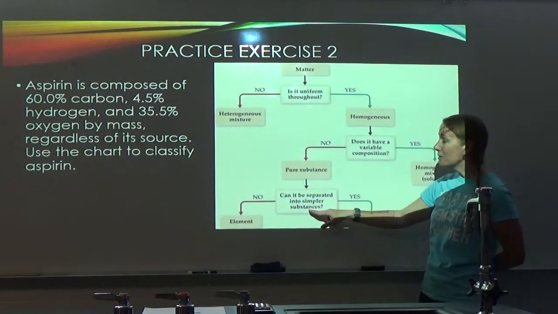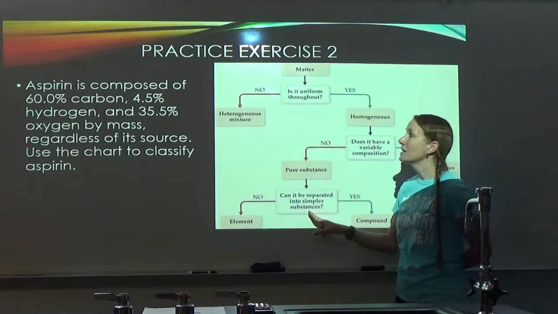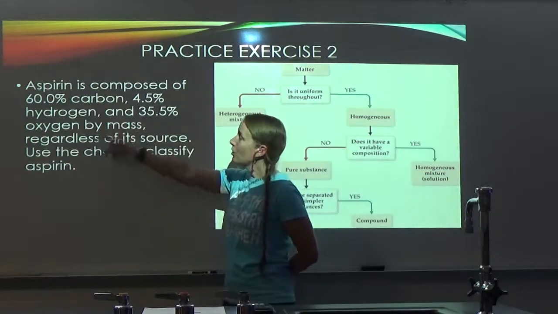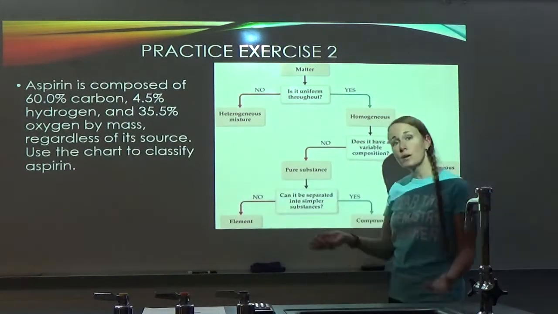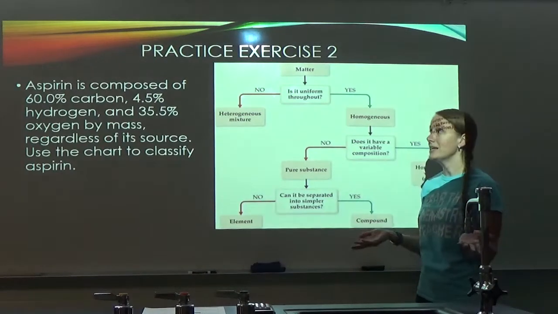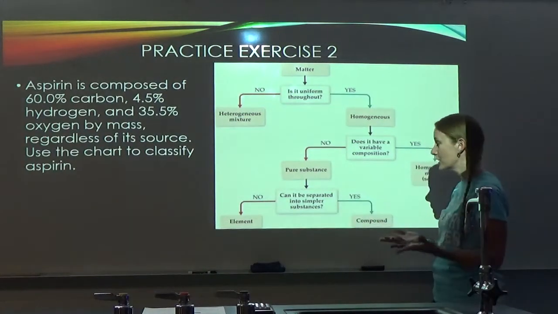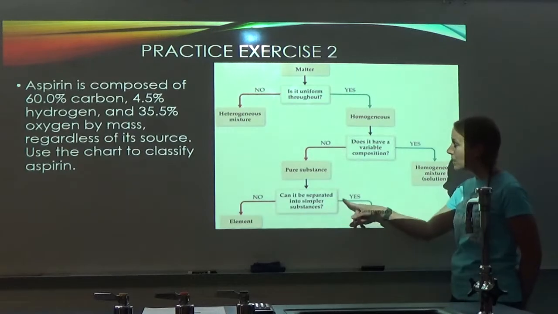Then it says, can it be separated into simpler substances? Well, here it tells me it's made of carbon, hydrogen, and oxygen. So through chemical processes, I should be able to break it down into the carbon, hydrogen, and oxygen. So can it be separated into simpler substances?